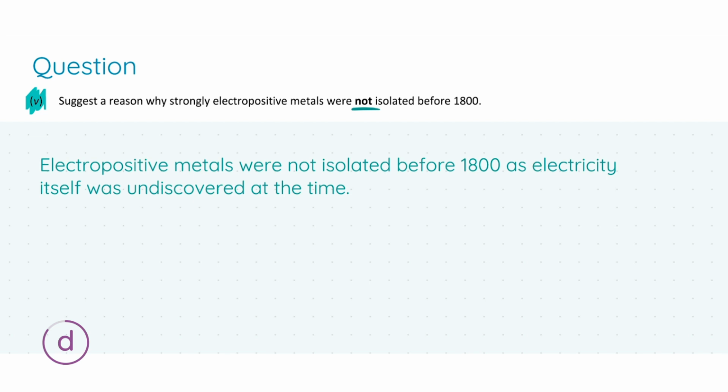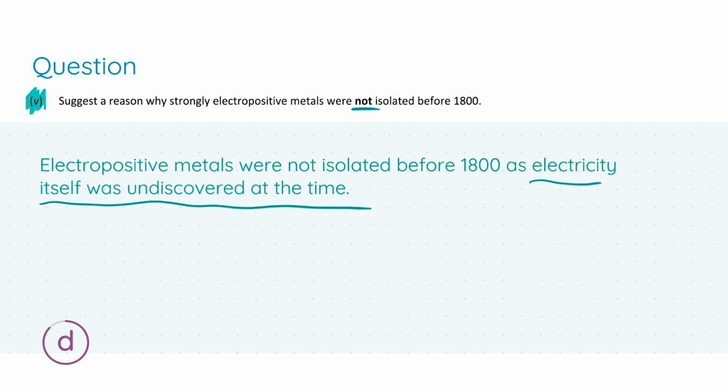In order to liberate and separate these electropositive materials from their natural state in other compounds, you would need electricity to liberate them. As a result of the fact that electricity wasn't discovered by the 1800s, we were unable to separate them and actually find them on their own. The buzz term that you need to make sure you include is the fact that electricity itself was undiscovered at the time.